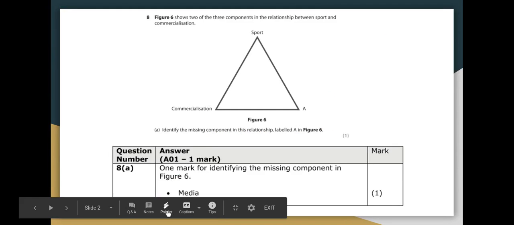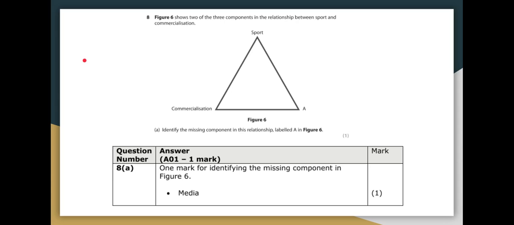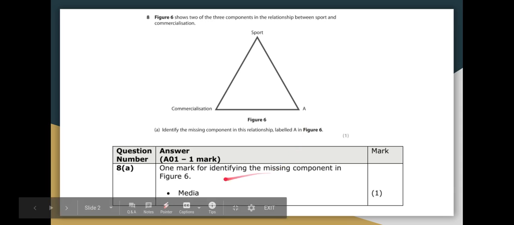Question number 1 is about the golden triangle of sport. We've been given A over here as one point of the triangle, and we're asked what should go there. So we've got sport, we've got commercialization. Hopefully this is a relatively easy question. The third part of the triangle is media.